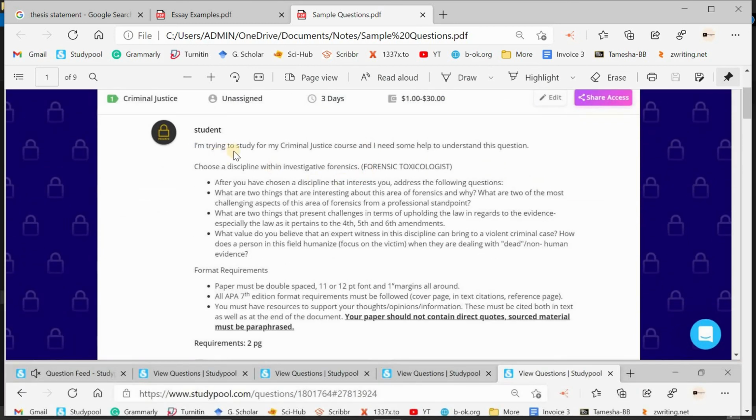So I'm just going to open it. You can see, if you read this question, choose a discipline within investigative forensics. The student has already chosen toxicologist. After choosing the discipline, you address the following questions. You can see these questions are not really related. What are two things that are interesting about this area? What are two things that present challenges? What value do you believe you have as an expert witness? Blah, blah, blah. So we can see it is an assignment with questions that are not really related.